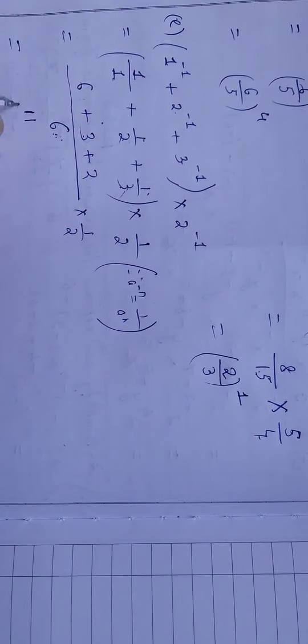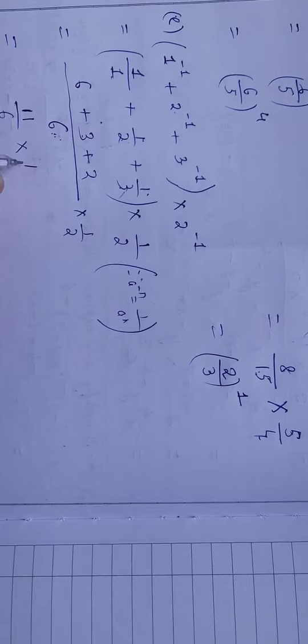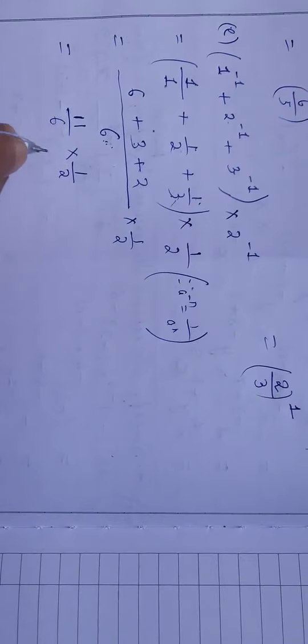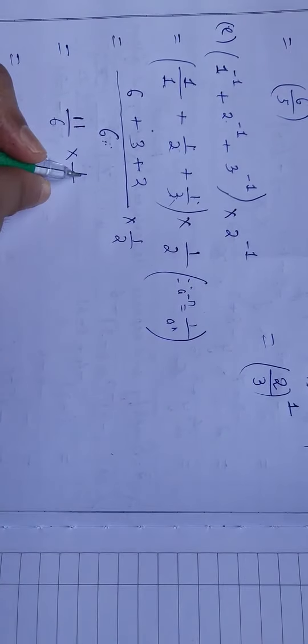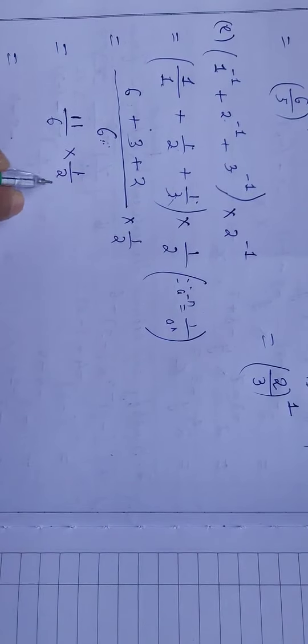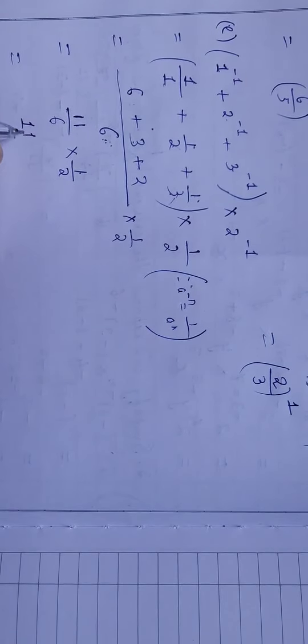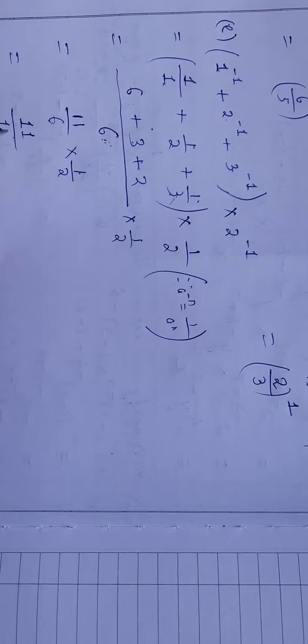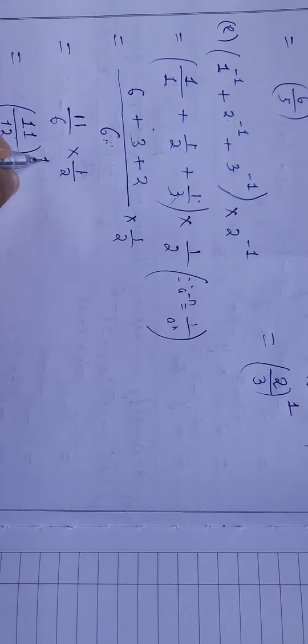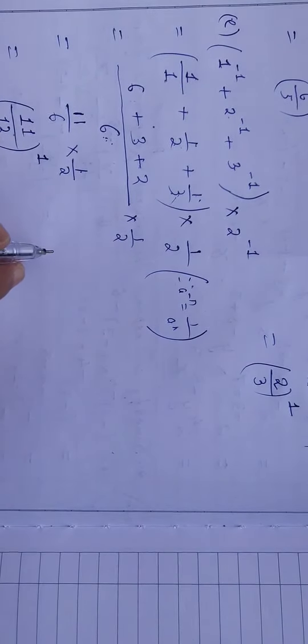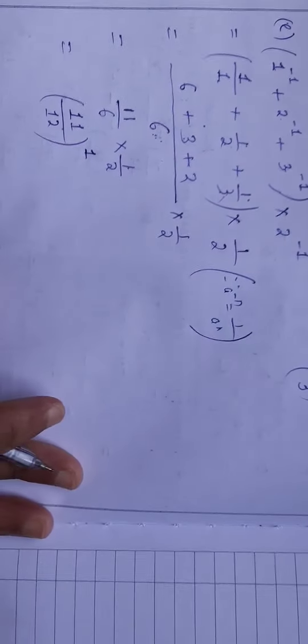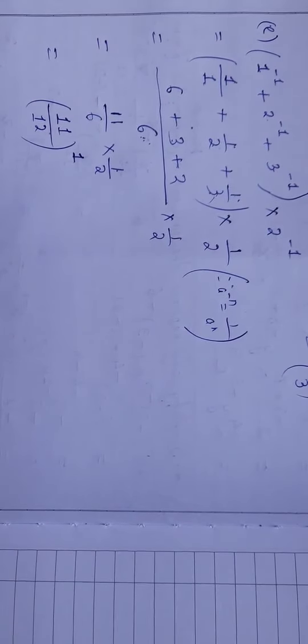11 by 6 into half. So numerator and numerator multiply, denominator and denominator multiply. 11 into 1 is 11, 6 into 2 is 12, so 11 by 12 to the power 1, which once again is represented in the positive exponential form.